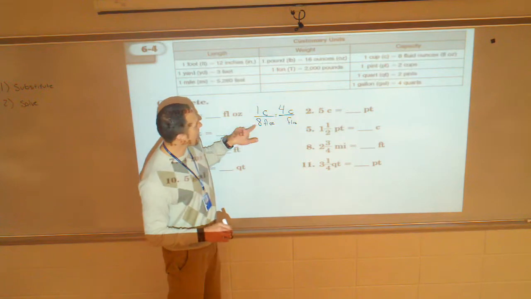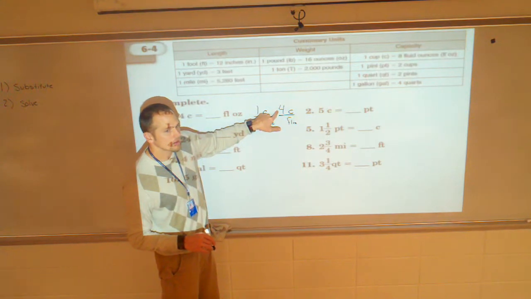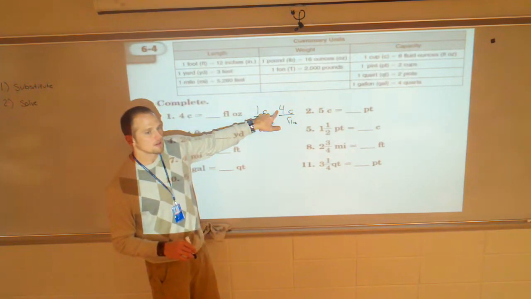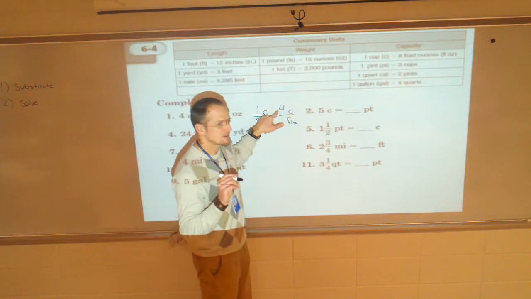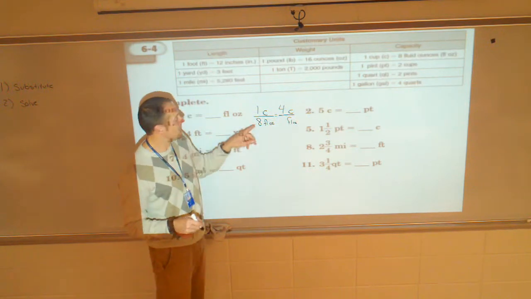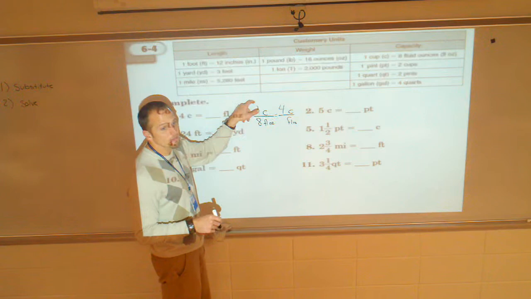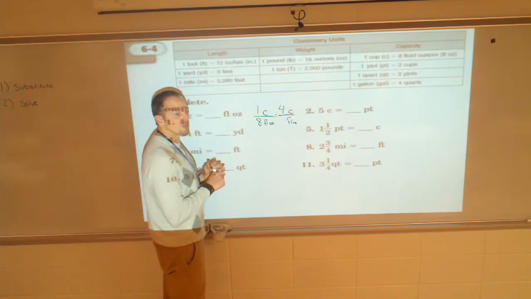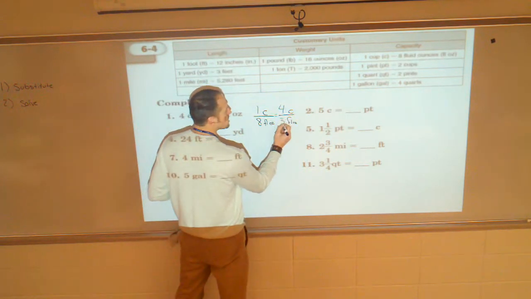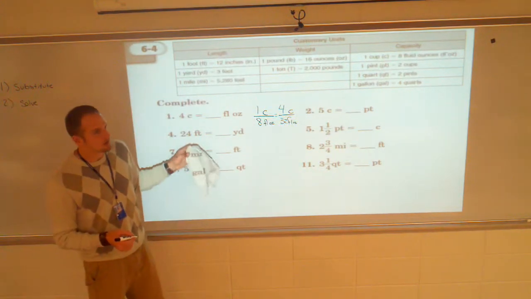Peyton, 8 times 4 is what? Oh, you were close. You were close. 1 down. 32. All right? 32. 8 times 4 is 32. 32 divided by 1 is 32. So my answer is 32 fluid ounces.